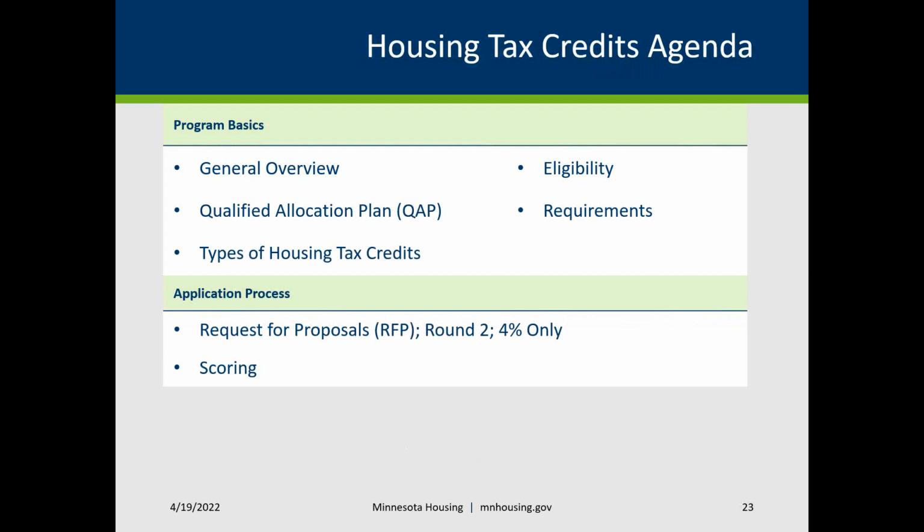Here is the agenda for this overview. I will cover program basics and what I think you need to know if you are new to the program. So we'll cover an overview of the program, the Qualified Allocation Plan, or QAP, types of credits, and eligibility and requirements. We'll also cover the application process and scoring. Then I'll finish with sharing where to go for more information and next steps as far as training.